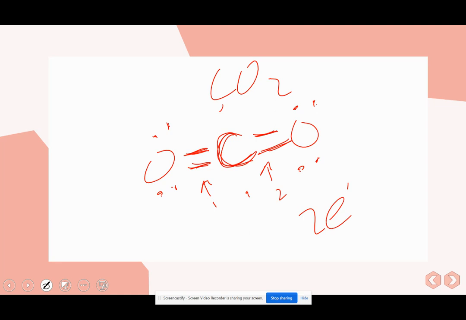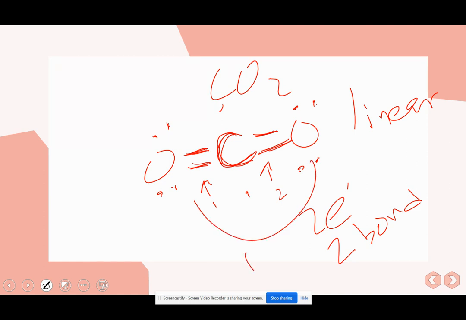So I have a total of 2 areas of electron density, meaning that I have 2 sides that are completely empty. And because both of those areas of electron density are bonded, this is linear. And that's going to be a completely 180-degree angle. Remember, these electrons are going to get as far away from each other as possible.